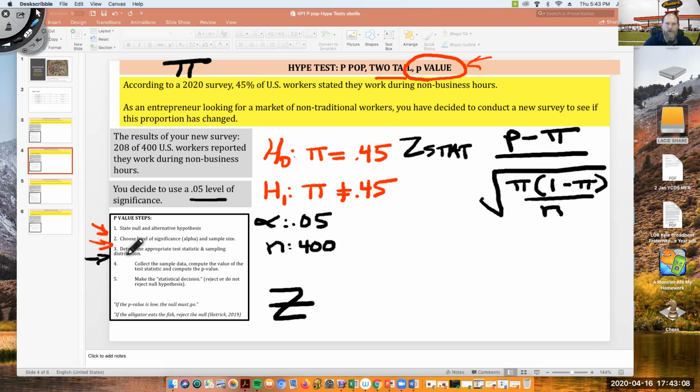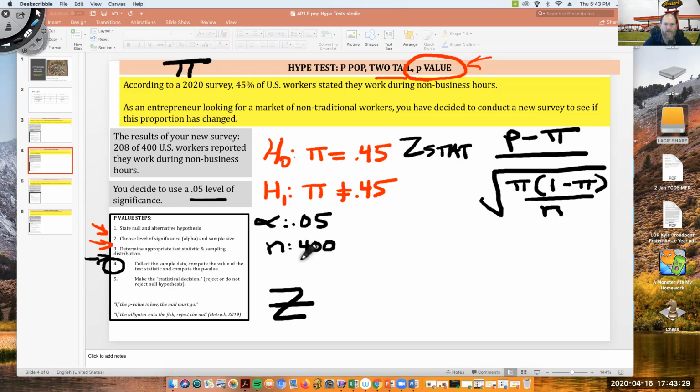Okay, so that was step number 3. Let's look at step number 4. Collect the sample data, compute the value of the test statistic, and compute the p-value. Okay, that's kind of like that Rodney Dangerfield movie, Back to School. That was a lot of stuff in one step. Well, let's break it down.